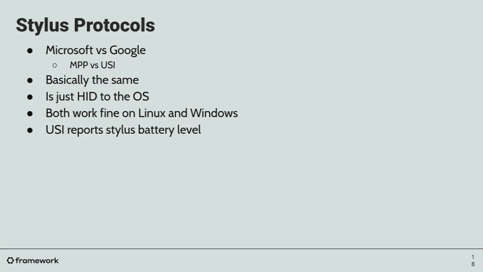The only difference really is that USI can report the battery level of the stylus. So that's pretty useful, that you know how much battery you have left. USI, they say they're an open standard, but you can't really get any access to any documentation if you don't pay to be a member. So it's not really very open.